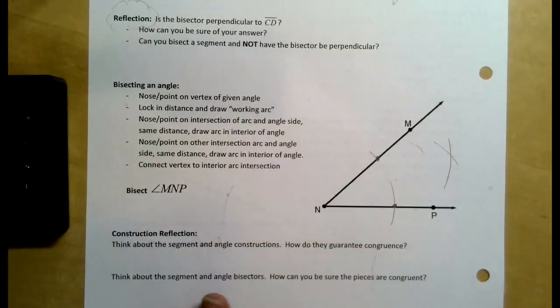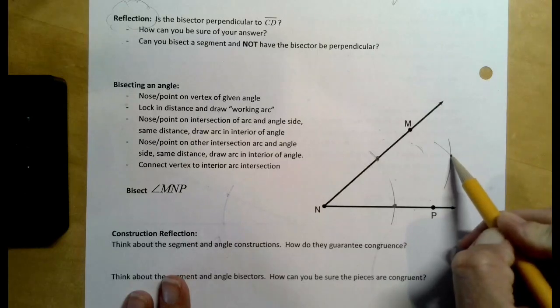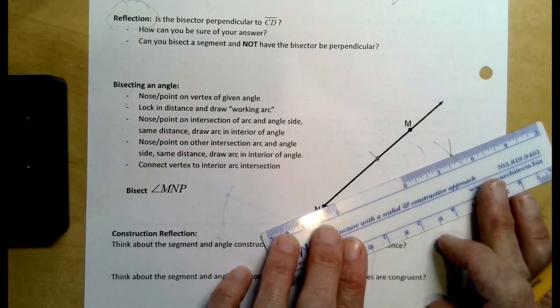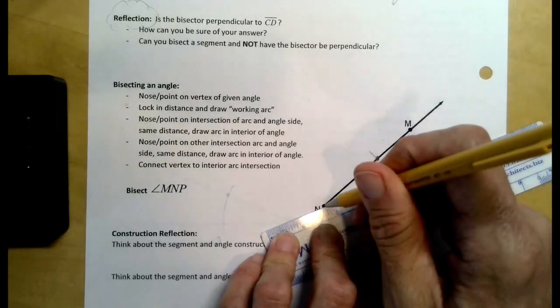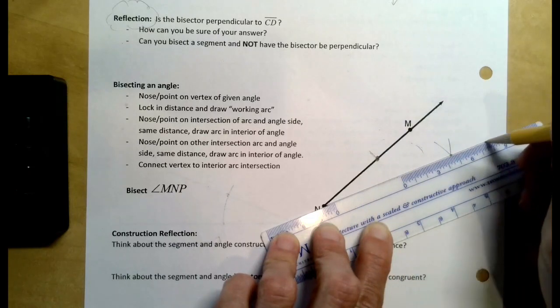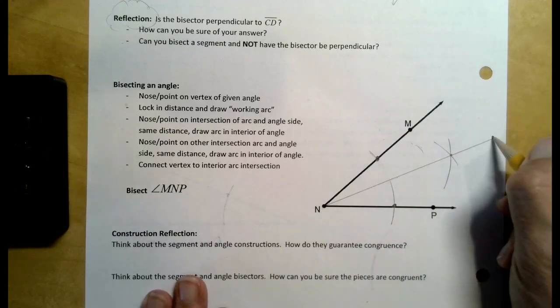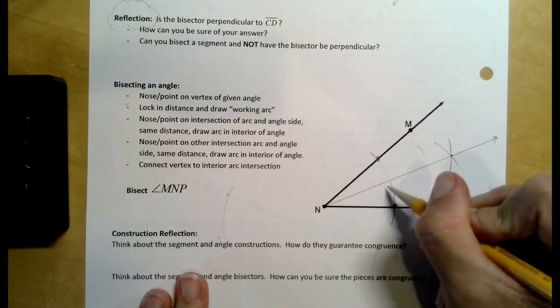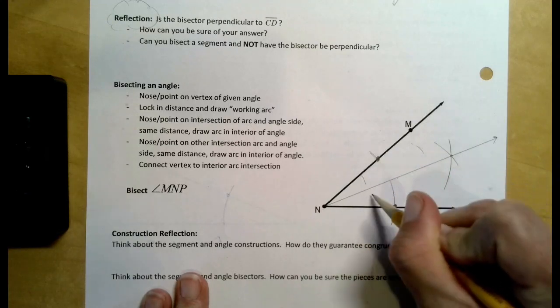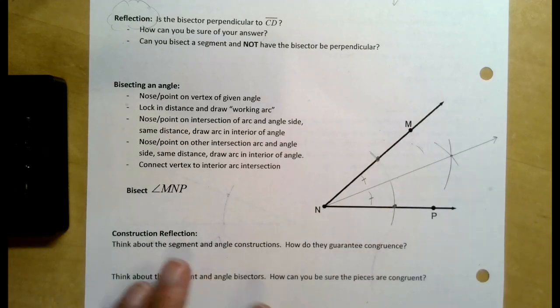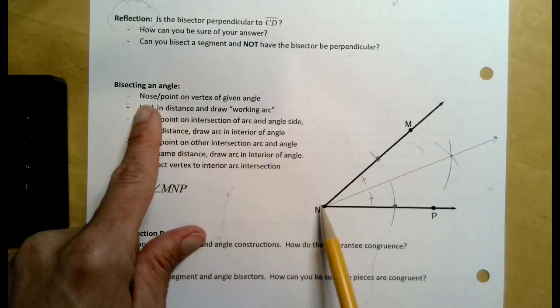Okay. So what I have here is this point of intersection, and I'm going to take my straight edge and connect my vertex to my point of intersection, and I'm going to recognize that what I've done now is I've cut this space equally in half, and I have two angles that are now congruent to each other. I've bisected that angle.